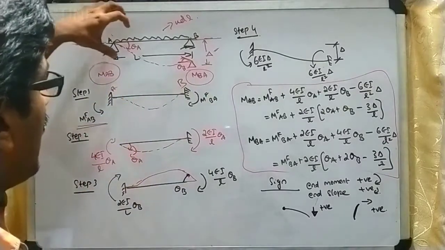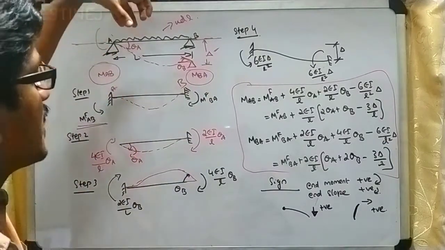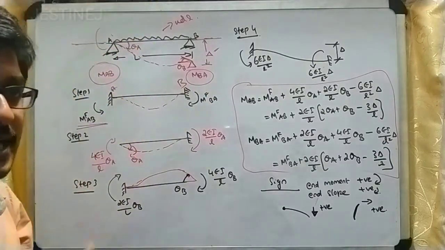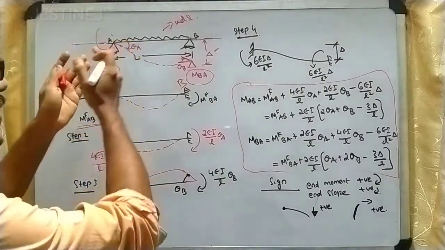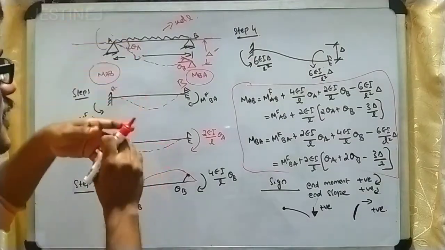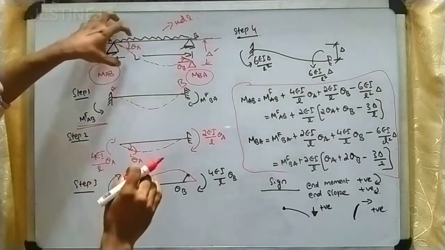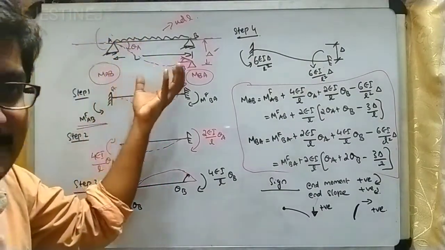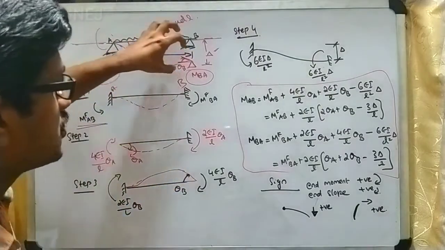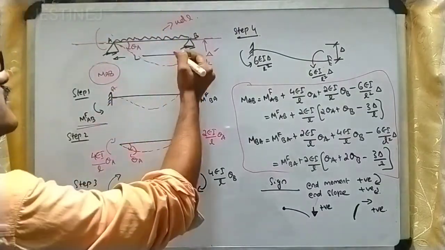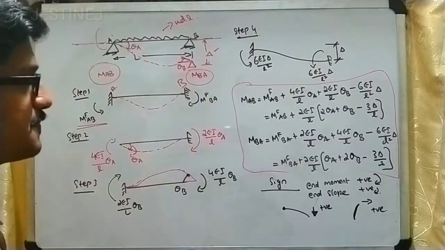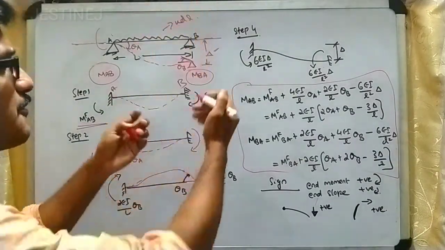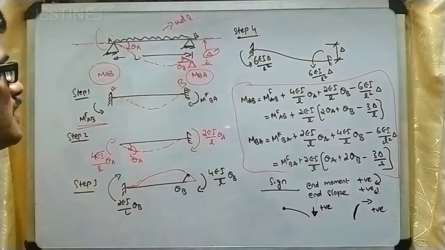Okay, this is the condition given. When this UDL is acting, there will be some deflection. You can note down that after deflection, there is some rotation at the joint A, and that is given as theta A. And at the joint B, there will be a theta B. Slope is given, and some vertical deflection you can note down as delta.